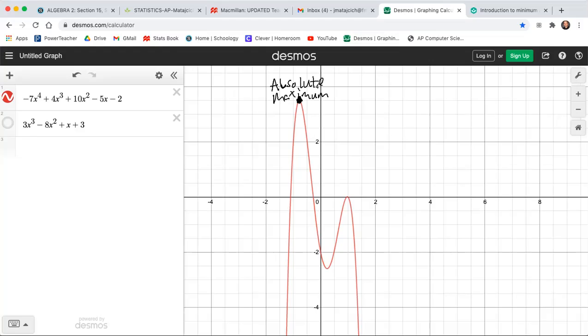And then if we just keep following our function, we start to go down, and then eventually we get to the bottom of our value right here. Now, we need to figure out, first off, is this relative or absolute?